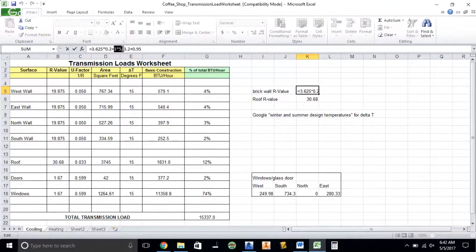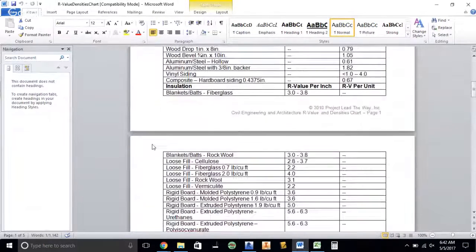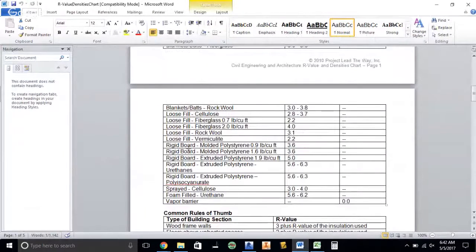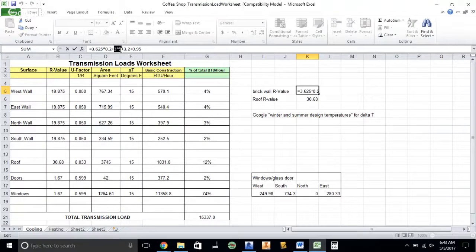My rigid insulation was next. I found I had 3 inches of it. For my insulation, I chose the rigid board extruded polystyrene. I went for the highest value there. You don't have to go for the highest value. You could very well take one of the lower values here just to see how bad things could be. But I went with the 5 R value per inch. So again, those two had to be multiplied, the inches and the R value per inch.